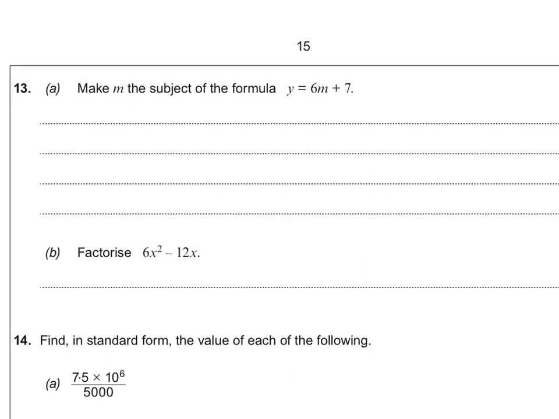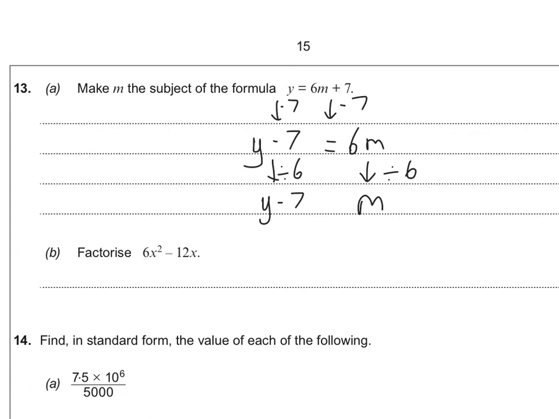Okay, 13 part A, make m the subject of the formula. Now when we're looking to make an unknown the subject of the formula, we just need to keep in mind our solving equation skills. We are trying to solve this equation for m. So the first thing we are going to do is subtract 7 from both sides. Writing this algebraically, I started off with an amount y. I've now taken away 7 from that, which leaves me with 6m. I've got 6 lots of m. I need to find one lot of m, so I'm going to divide by 6, which leaves me with y take away 7, all divided by 6 as my answer.